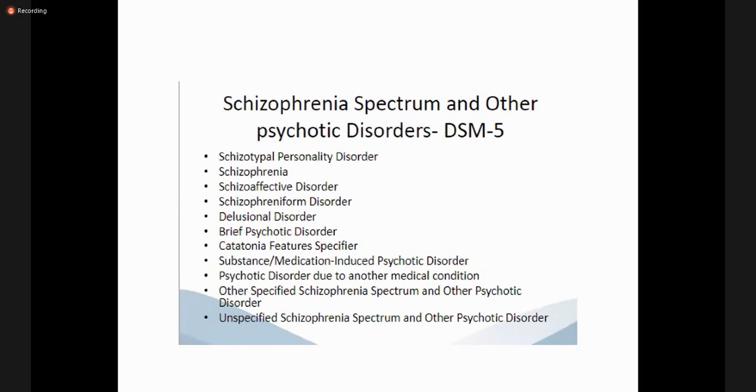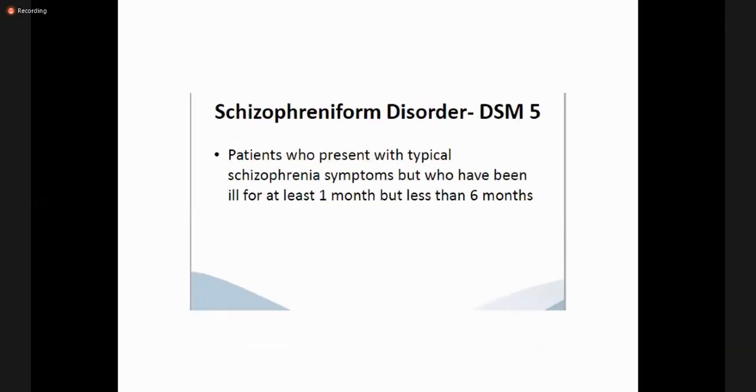Schizophreniform disorder is a disorder where a patient who presents with schizophrenia symptoms has had the symptoms for at least 1 month, but less than 6 months. So at 1 month, we say they have acute psychotic disorder. Greater than 1 month, less than 6 months is schizophreniform disorder. And then when 6 months have passed and the psychotic symptoms persist, that's where we say it's schizophrenia.